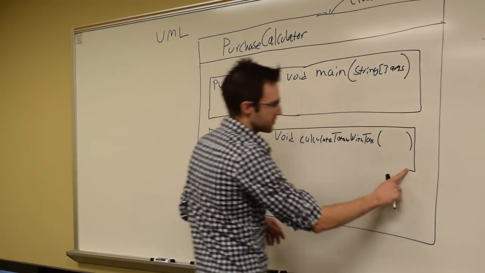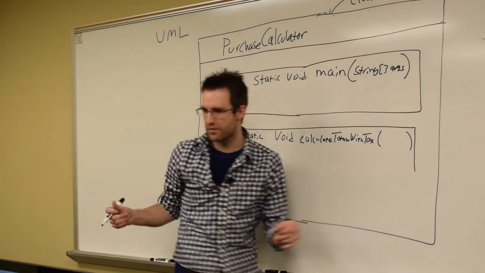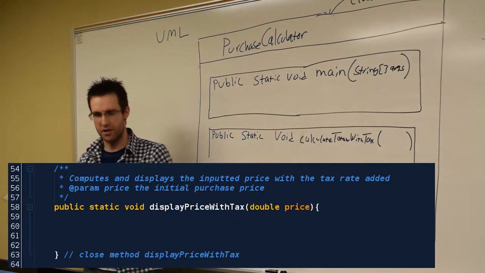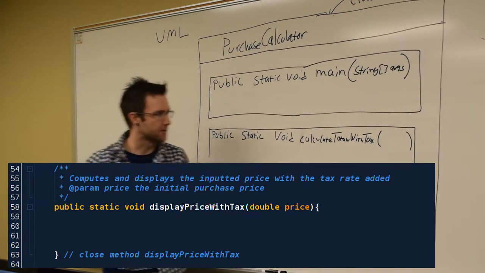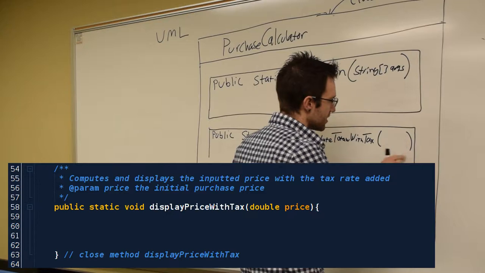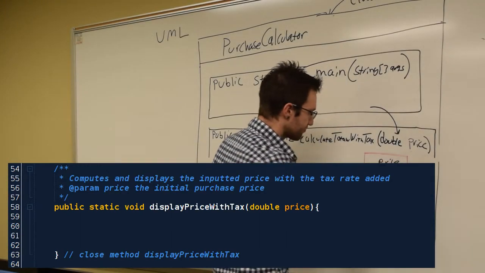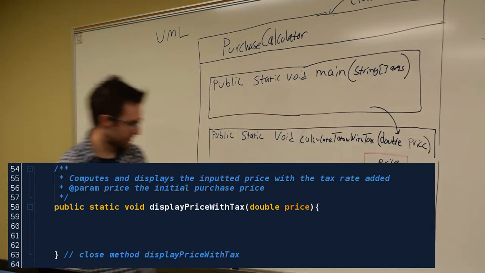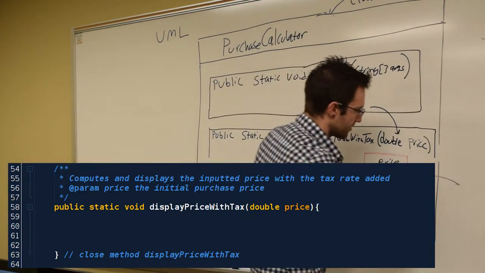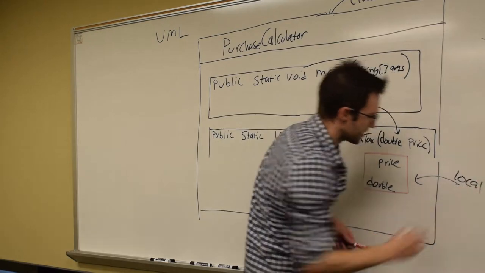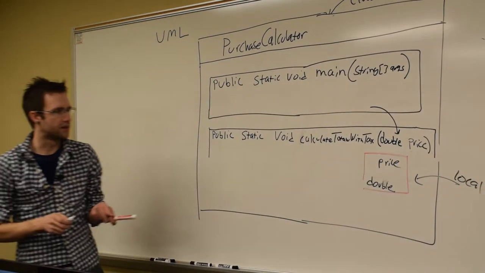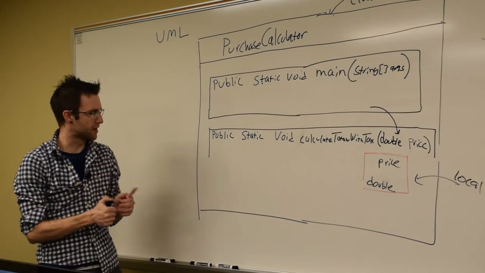Okay, so I'm going to adjust my box and make it a little bit bigger. What type of number will that price probably be? It'll be a double because it could have a decimal. So we're going to write double. Okay. So we've made what we're going to call a local variable, because only code inside that method can access it. It's local to the method.